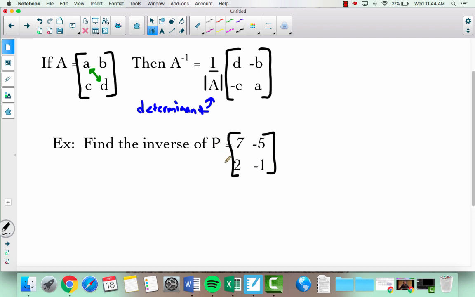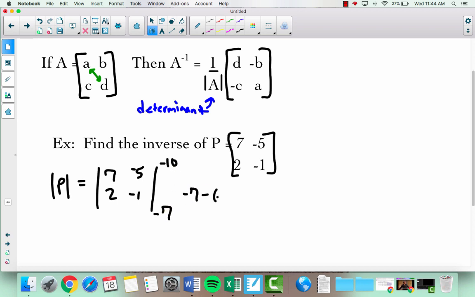So to find the inverse of this matrix P, first we're going to find the determinant. So remember, determinant means we multiply the diagonals. So if I take 7 times -1, that's -7. 2 times -5, that's -10. And then remember, we always do bottom minus the top. And that's going to get us +3. So now if we look back to our rule for the inverse, that means we're going to have 1 over our determinant. So 1 over 3.